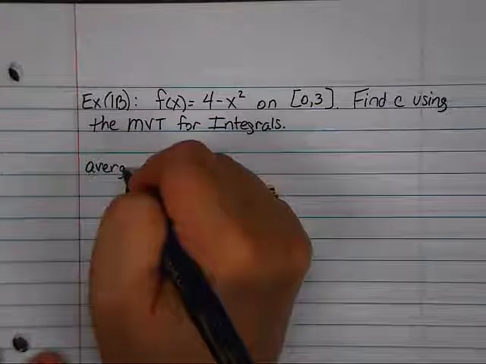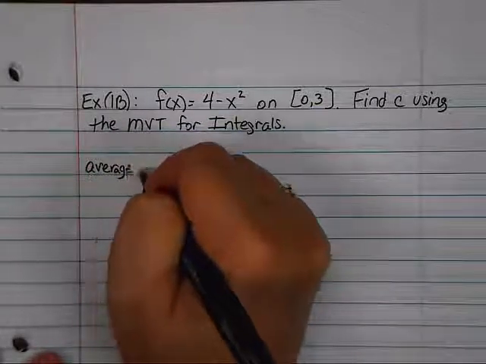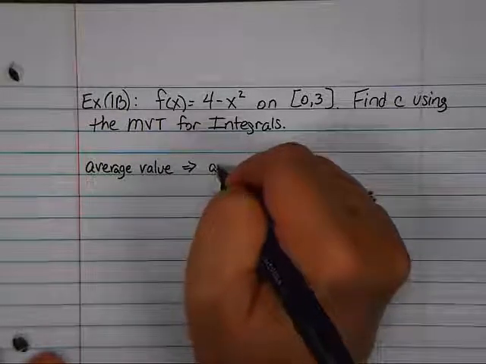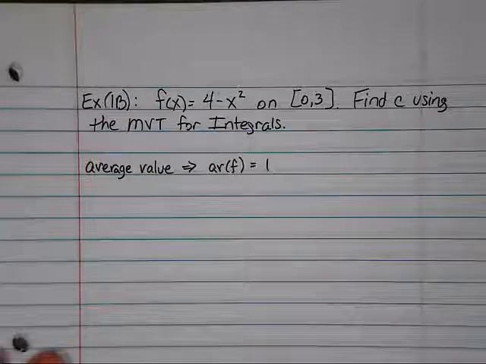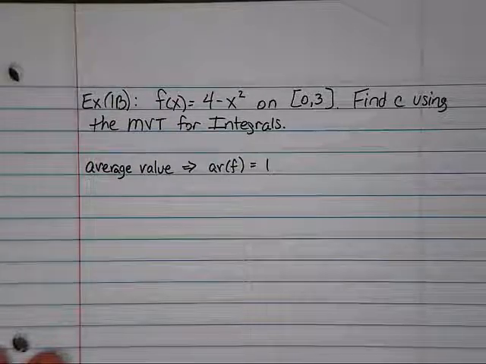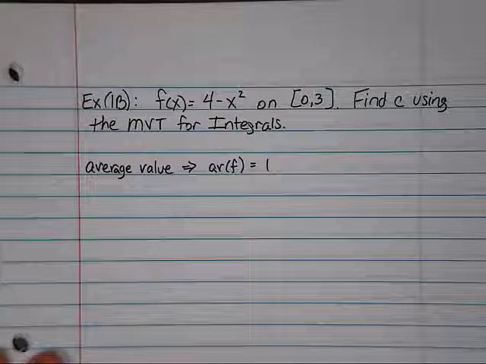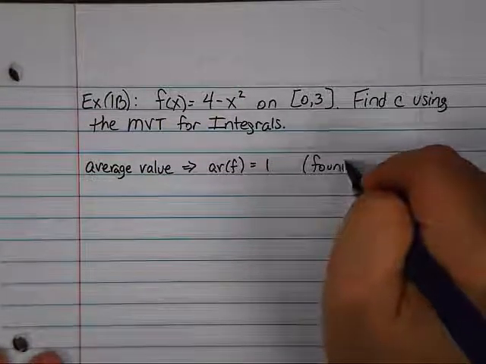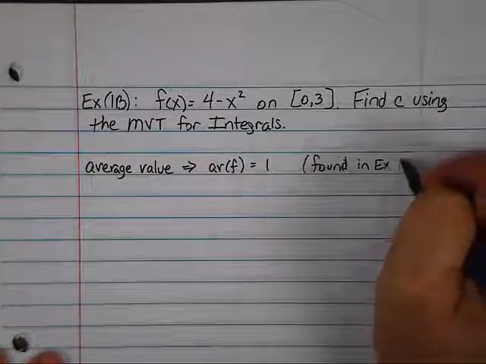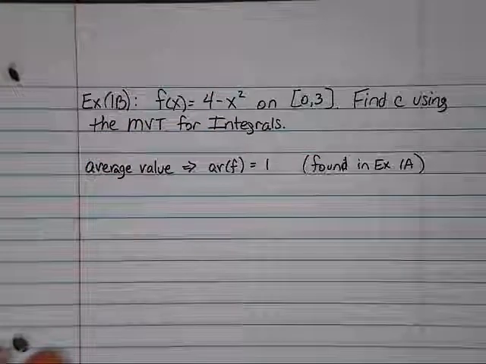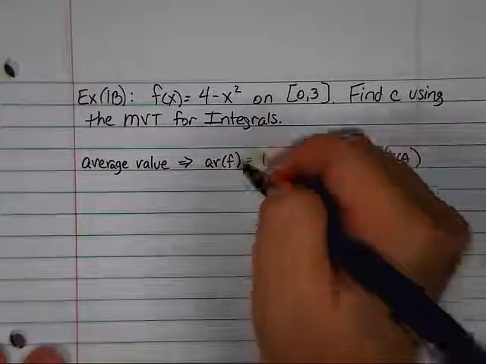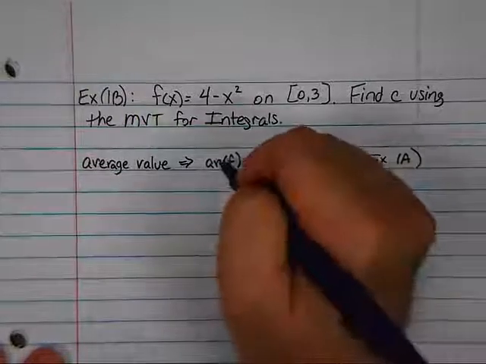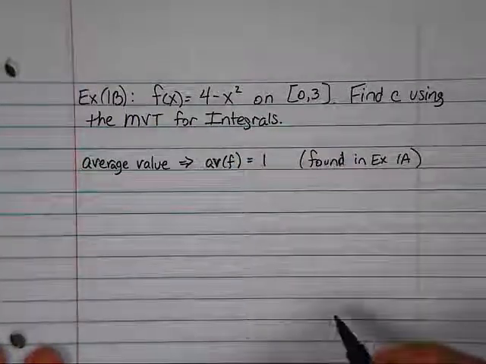Already did. It was on the previous page. The average value from the previous page we got was AV of f equals 1. We got that the average value was 1. And this was found in example 1A. So when you look at your notes later going, how did you get that? The way I wrote it looks like I wrote ARF. So AVF, it's like ARF. No, it's not a dog.